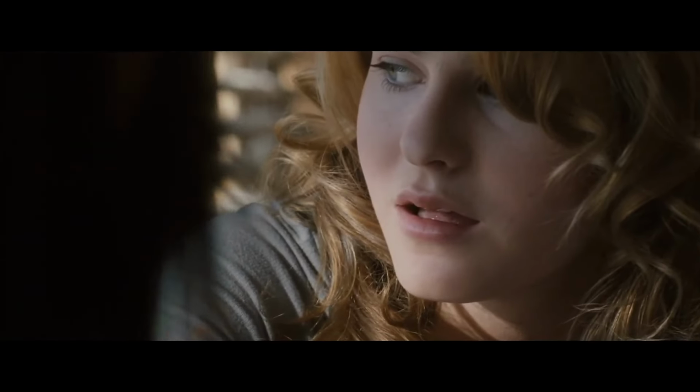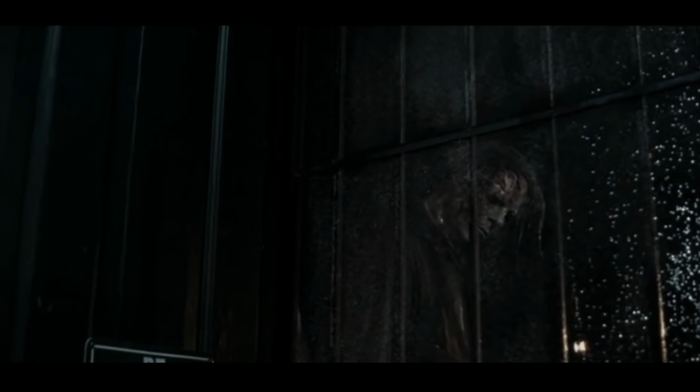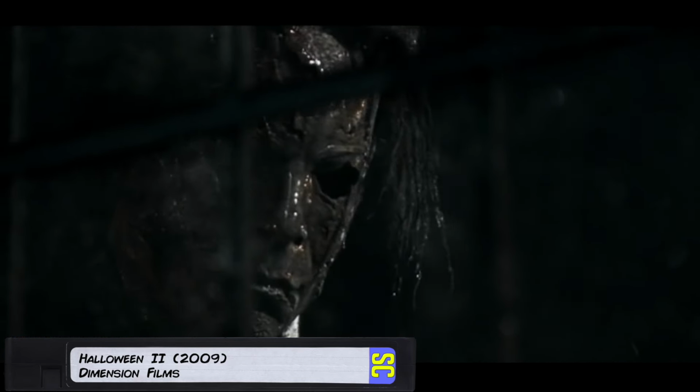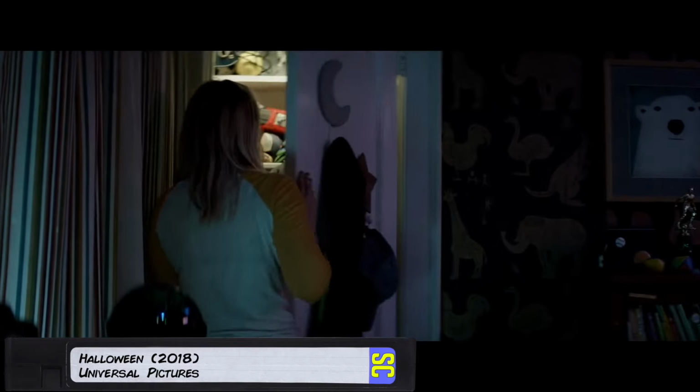Now, while I personally enjoyed Zombie's first installment, the sequel wasn't for me, and it kind of killed the franchise for a while. But then nearly 10 years later, we got what is known as Halloween 2018.